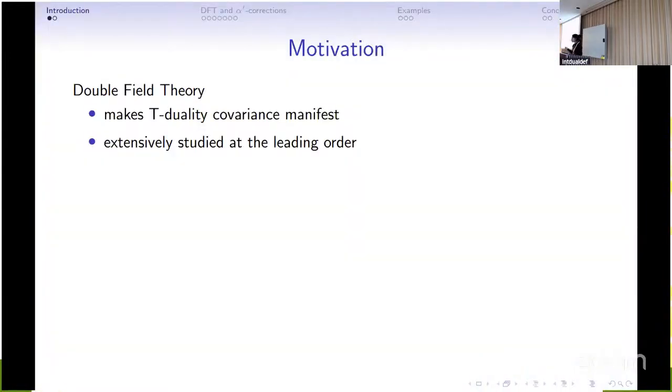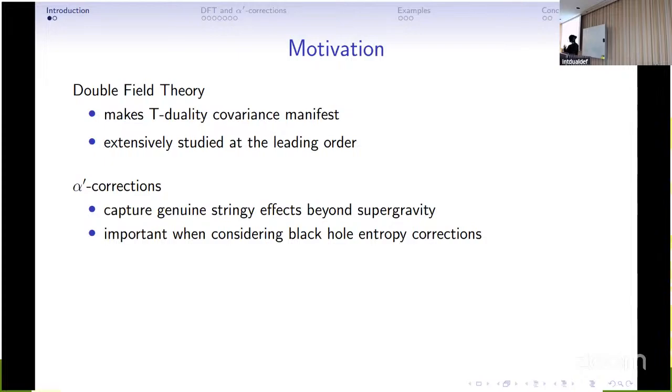So to start with, a little bit of brief motivation. Thanks to Linus and Park, we had a good discussion over the workshop, which was going over double field theory and incorporating alpha prime corrections for the new audience. Double field theory makes T-duality covariance manifest, and it has so far been extensively studied at the leading order. But if you want to look at alpha prime corrections on its own, that's how one can genuinely capture all the stringy effects if one wants to go beyond the supergravity level. They happen to be quite important if you're looking at certain black hole entropy correction calculations.